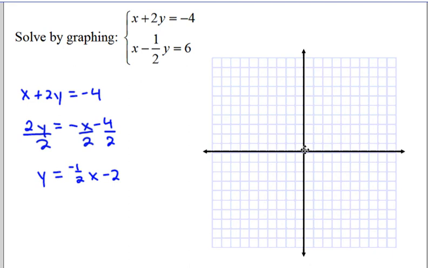So the y-intercept is -2. Then the slope is -1/2. So go down 1 and to the right 2. Down 1 and to the right 2. I'll just keep repeating that. See the pattern there. To the left, I'll go up 1 and to the left 2. Up 1 to the left 2. All right. So then I'll draw a line through all those points.